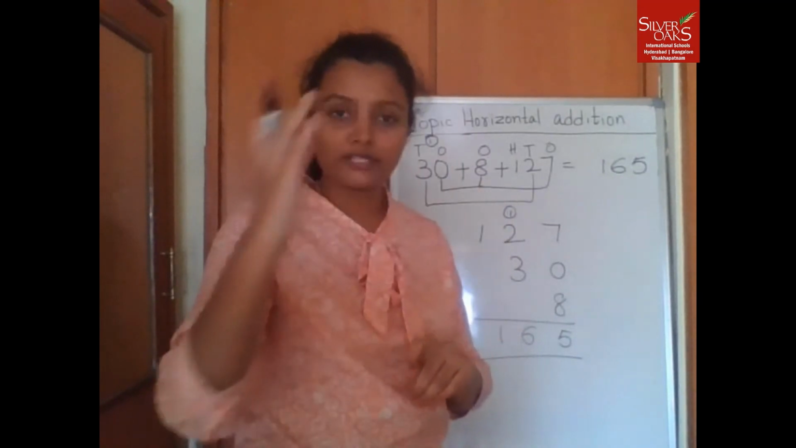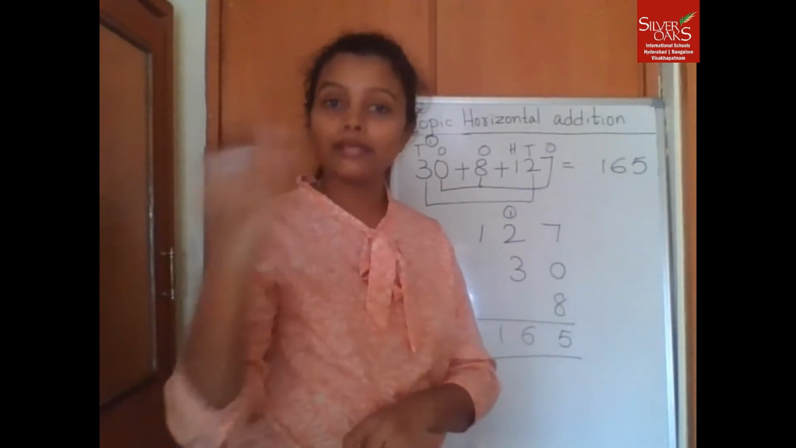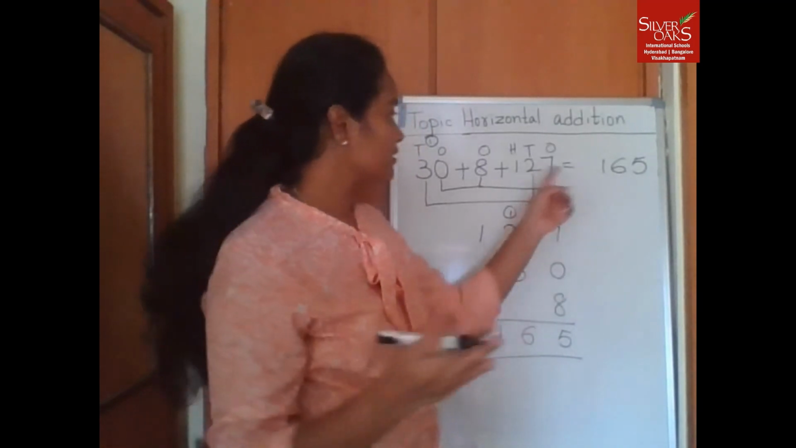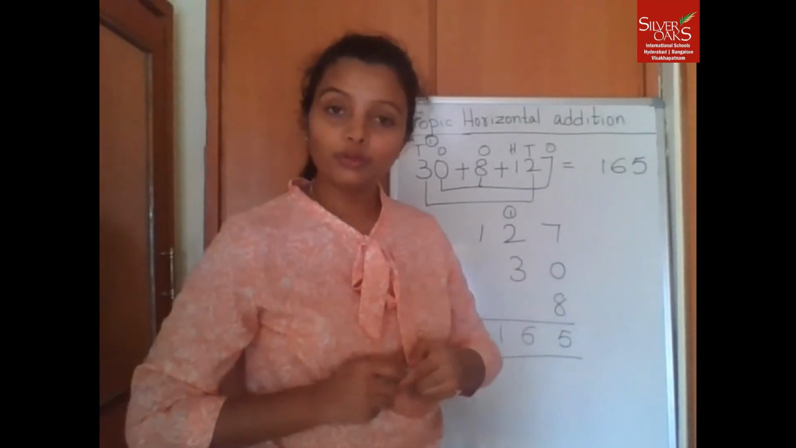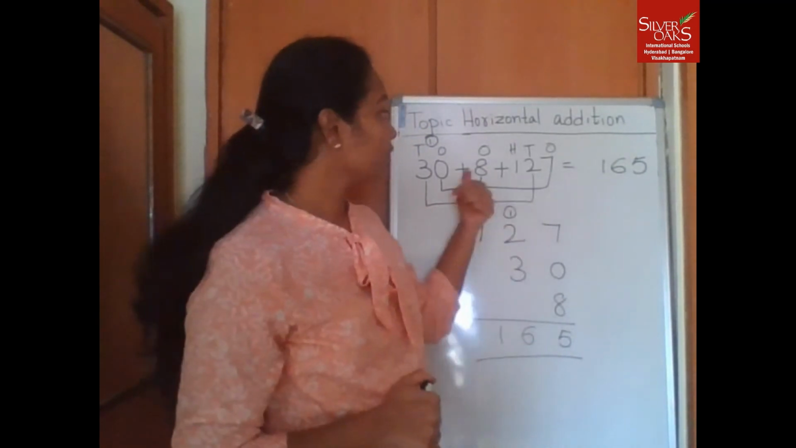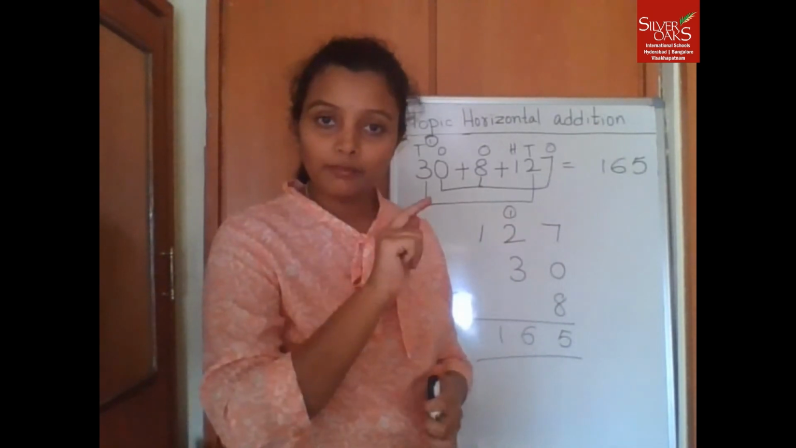Ones place, ones place. First add all the ones places, then add tens place, then add hundreds place. Like this you can do the horizontal addition. For you, today's learning engagement will be on horizontal addition, where you need to add the numbers horizontally only.